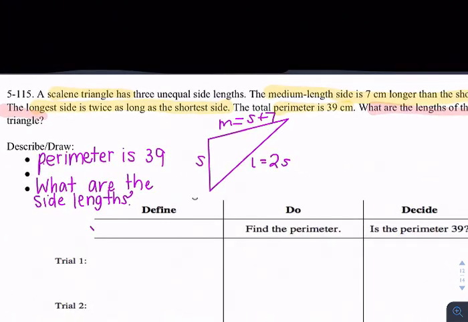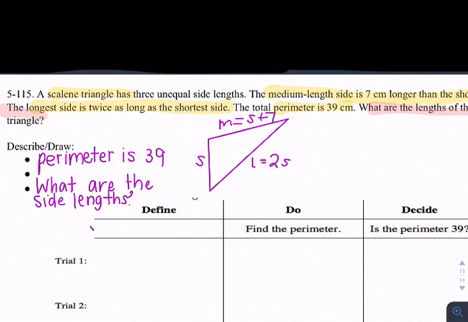So when it's the describe and draw section, sometimes you might want to draw a picture. So if it's something with perimeter and area, a picture is often really helpful. Some word problems don't do very well with a picture, but this one does. So I thought a diagram of the situation would be a good idea.